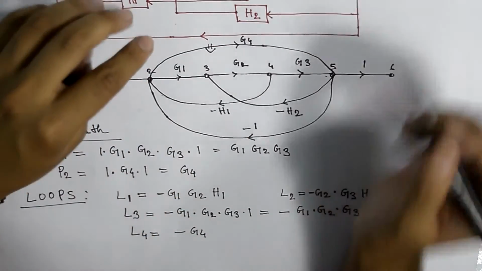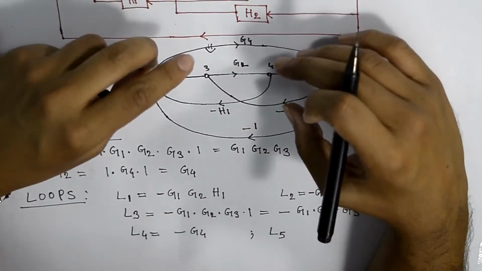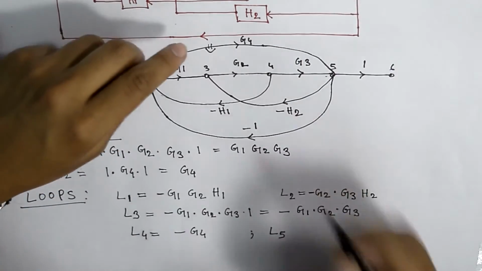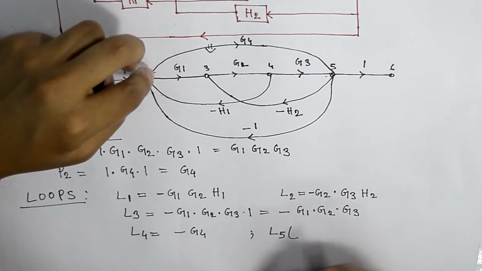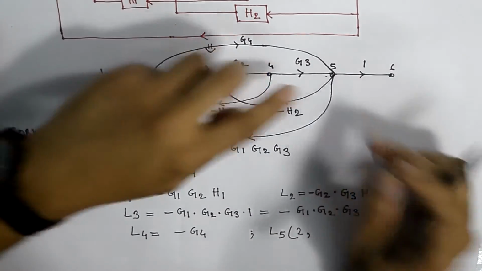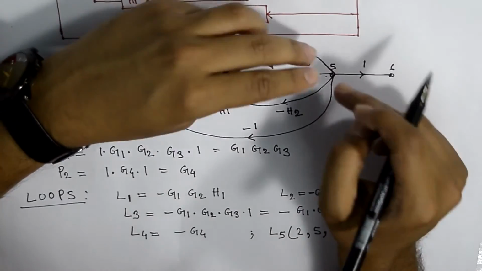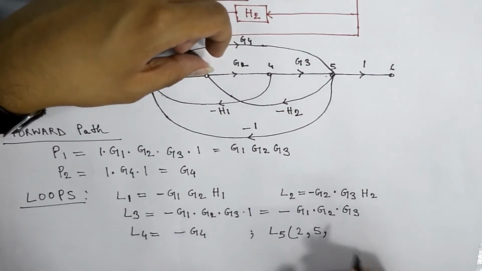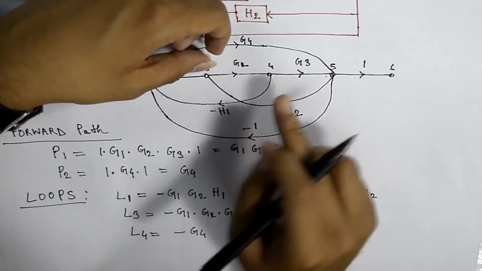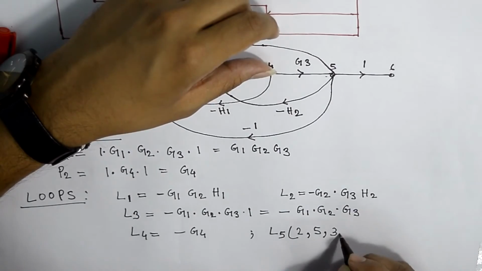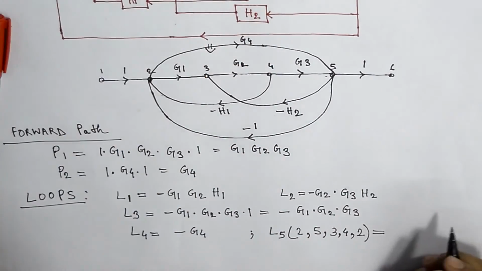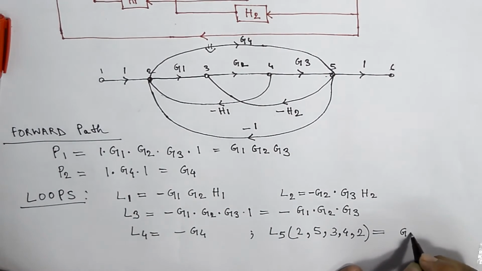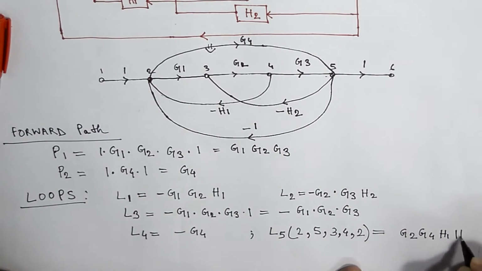There is one more loop, loop 5. To make you understand better, I simply write here those nodes. You can see this loop is traveling from node 2 to node 5. From node 5, it's traveling to node 3, and from node 3, it's traveling to node 4, and from node 4 to node 2. So overall we get here G2 times G4 times H1 times H2.